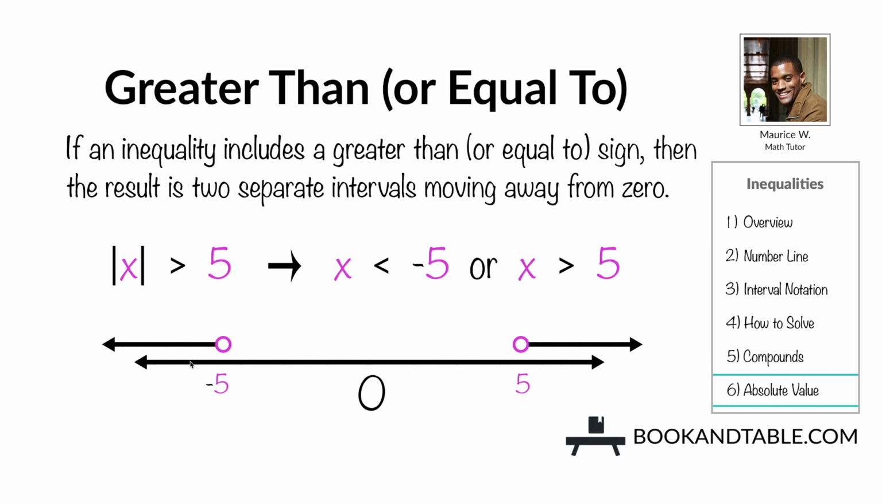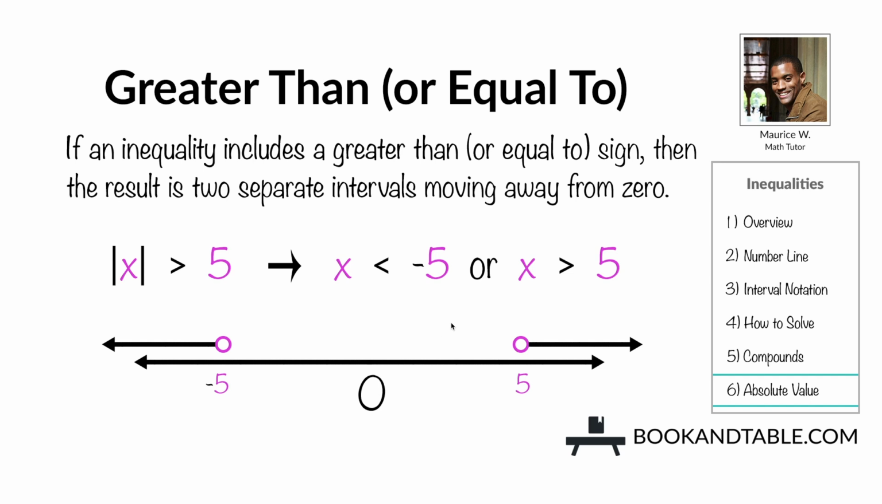So on this side of negative 5 is where you would find negative 6, negative 7, negative 8, negative 100. And the absolute value of all of those numbers are greater than 5. So this interval on the left side is moving towards negative infinity.